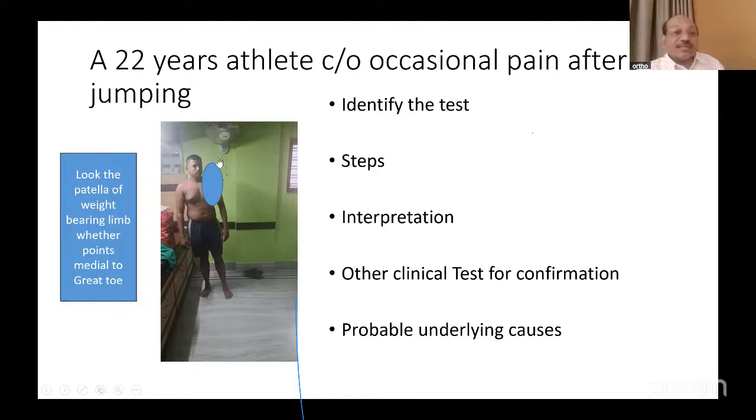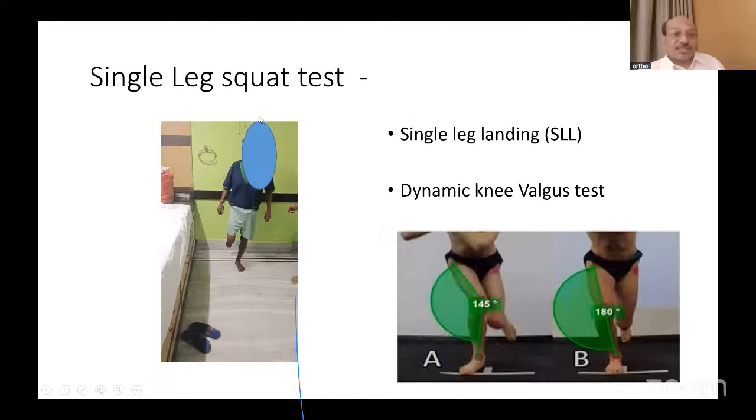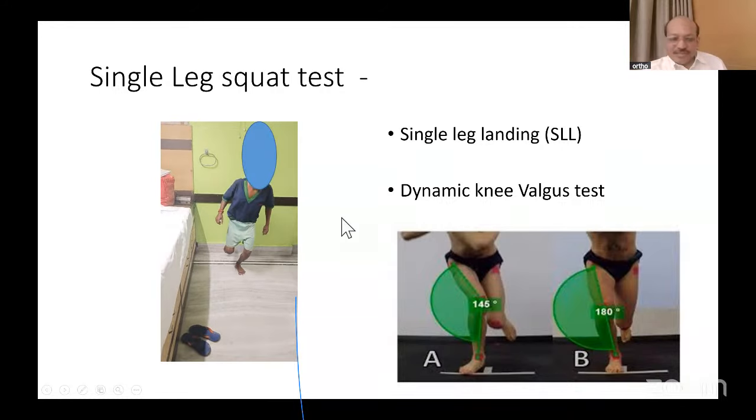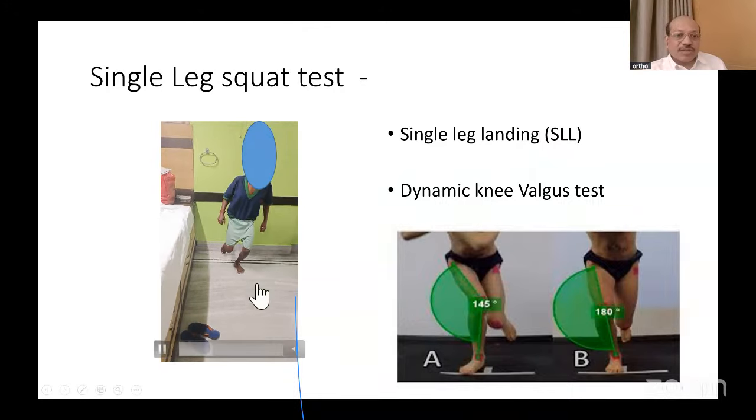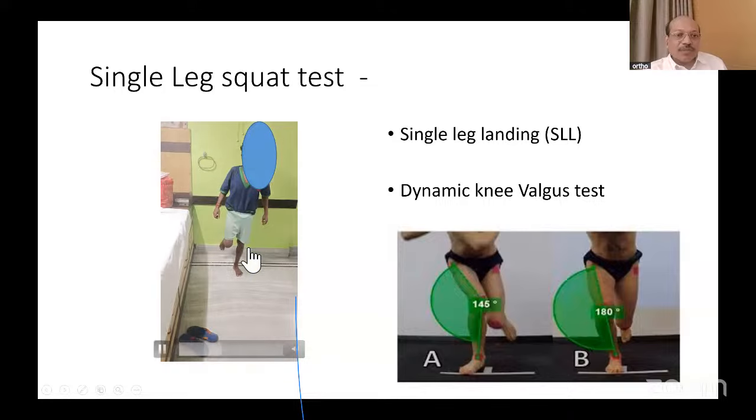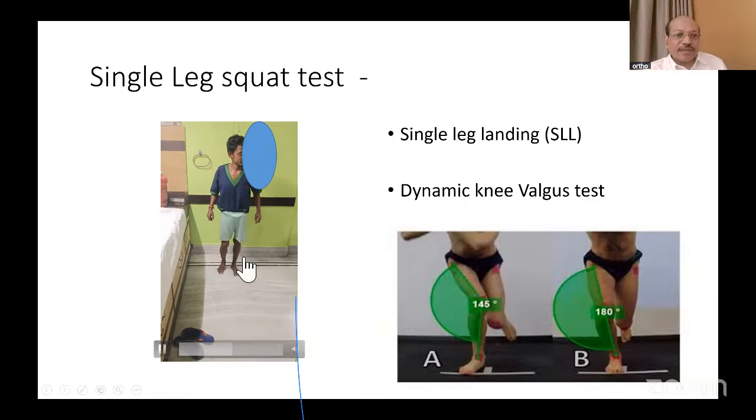So basically it is a knee valgus test, also called the single leg squat test or single leg standing test. Same test, different names. It is already known as the dynamic knee valgus test. You can see here, and you have to check the direction. See, this is a normal individual. See the direction of the patella.